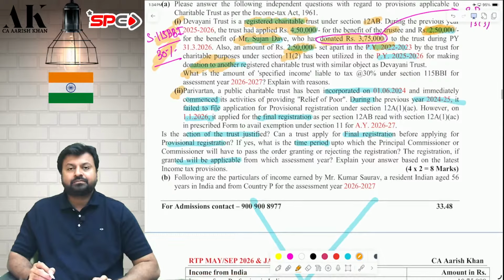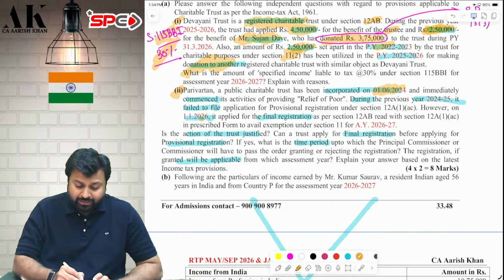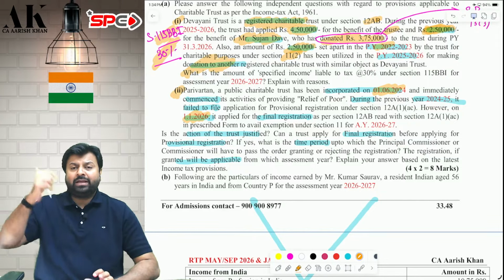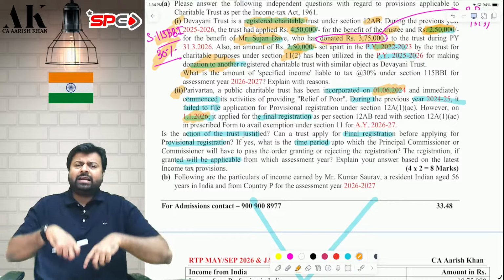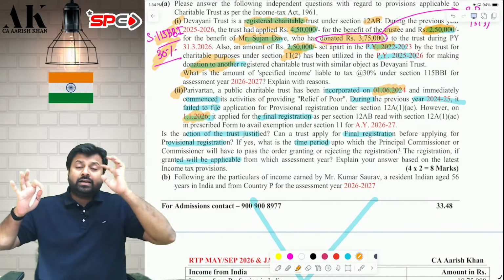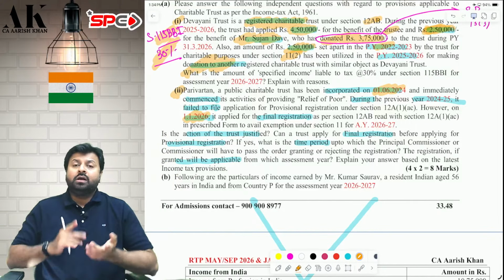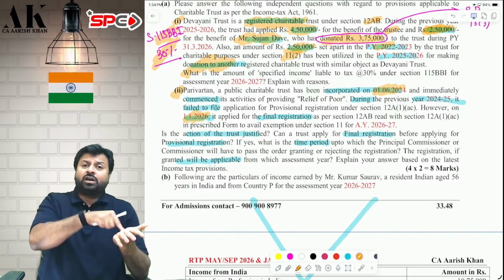Part number 2. A trust was incorporated in 24. Now in 26, they are planning to make an application for registration. In 24, they have not made an application for registration. Can they directly make an application for final registration, or do they have to make a provisional registration? In such a case, the trust can directly make an application for final registration. Provisional registration is only applicable if this is your first year of activity.